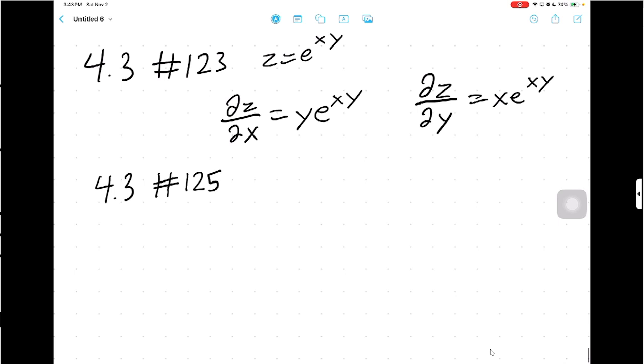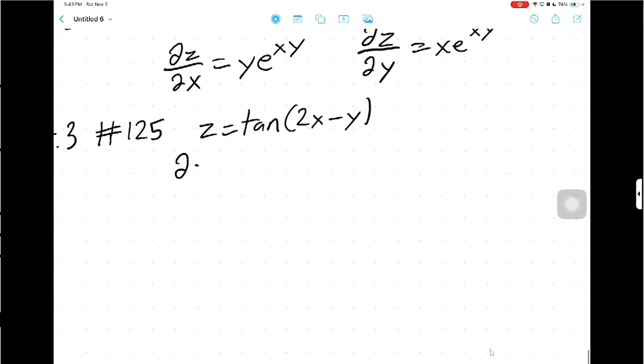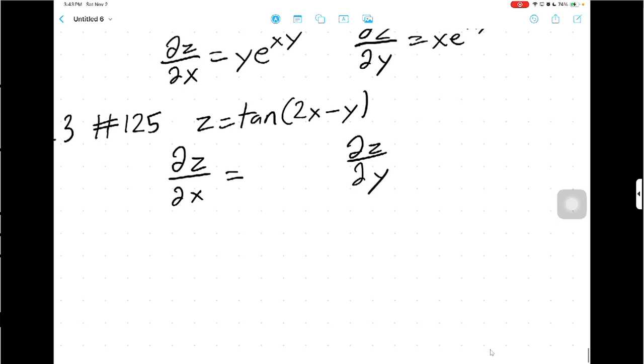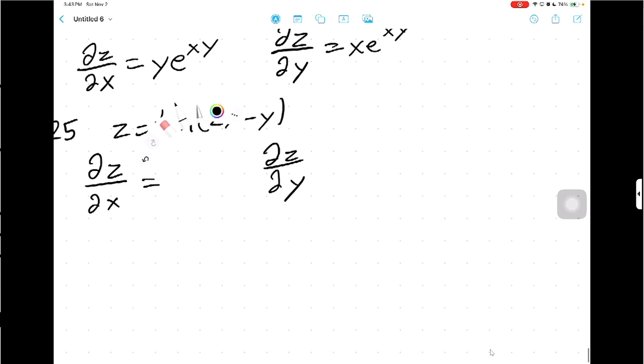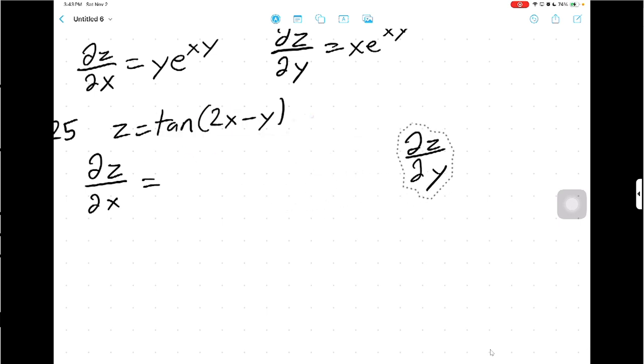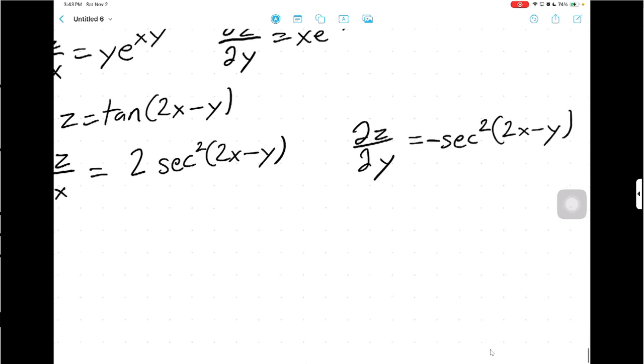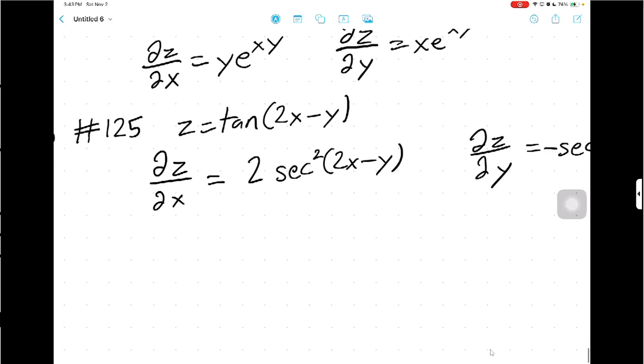125. Z is equal to tangent of 2x minus y. Again, it's the same stuff from earlier, partial z with respect to x and partial z with respect to y. So we're going to use again the chain rule. So f prime of g of x times the derivative of the inside. And it's going to be the same thing here. Like so. The derivative of tangent is secant squared.